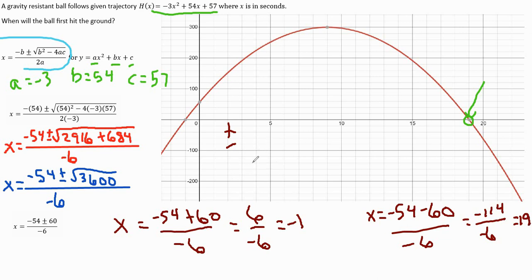And we want to note the context of the question. The negative 1 goes here, but we're looking at when will a ball be thrown and first hit the ground, so a negative time doesn't make any sense in the context of this question, but the other one, 19 seconds later, does make some sense.